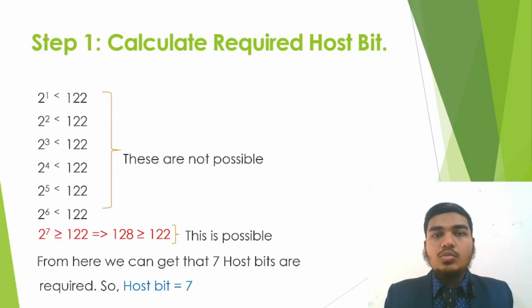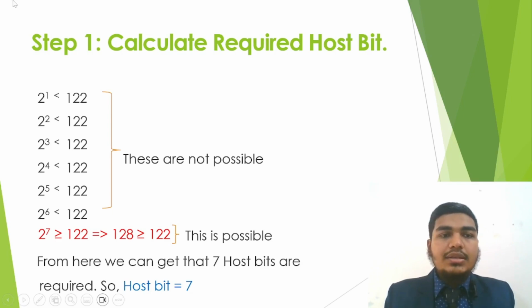As we mentioned earlier, we will need 122 hosts for our first subnet, and we cannot calculate every number as we are working with binary bits, and in binary bits we can work with numbers that are equal to a power of 2. So here we can see 2 to the power 1 to 2 to the power 6 are values which are less than 122. When we calculate 2 to the power 7, that is 128, it is greater than 122, which is good for our requirement. So we will need 7 bits for our hosts.